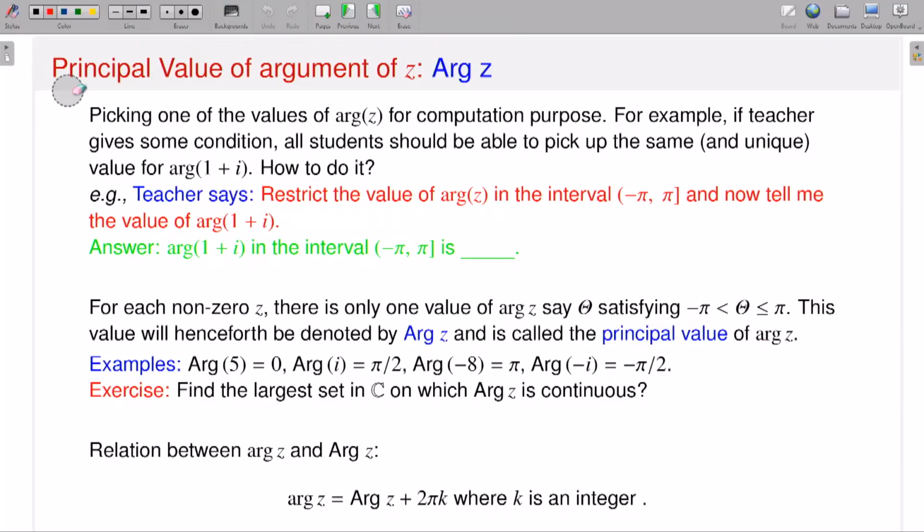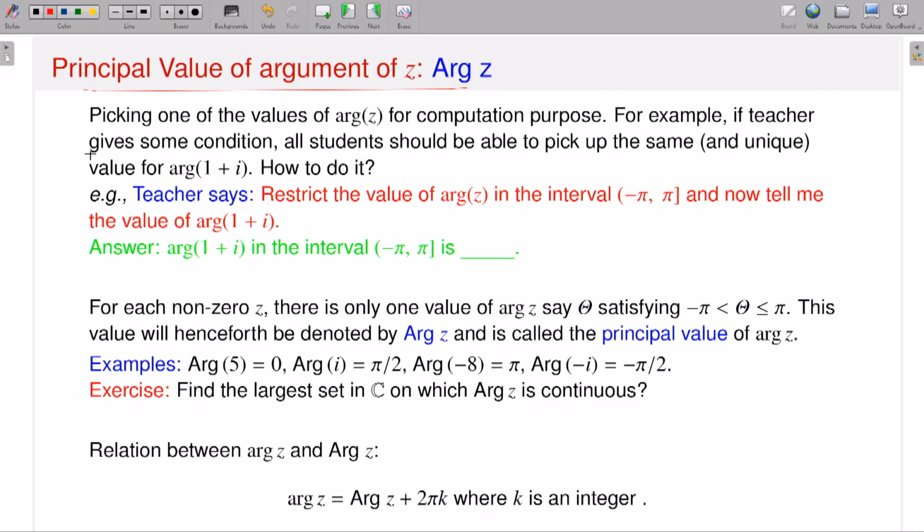Now I should define the concept of the principal value of the argument of z, that means capital arg of z. Earlier, given a non-zero complex number, you had small arg of z. This time, given a non-zero complex number, I am going to define capital arg of z, and that is called the principal argument of my complex number. What is that? It means picking one of the values of your set function small arg of z for computation purposes.